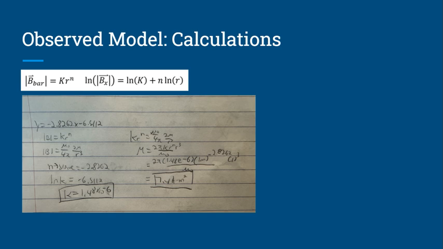Here we have our calculations, and with our linearized equation, we can find n, which is negative 2.8262, and k, which is 1.48 times 10 to the negative 6. And using these values, we can find mu by equating the two formulas for the magnetic field of a bar magnet, and found 7.4.